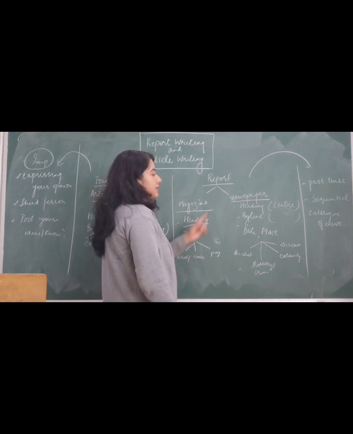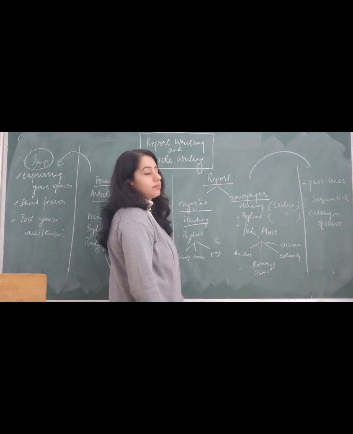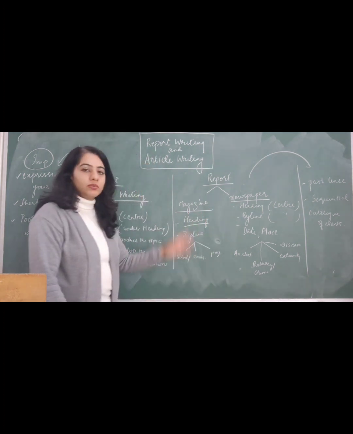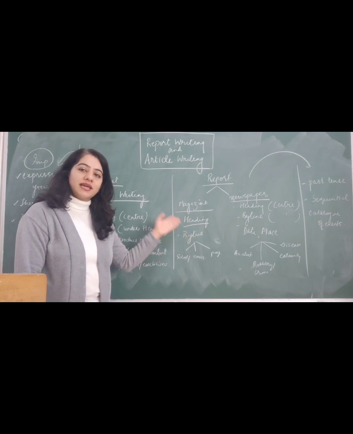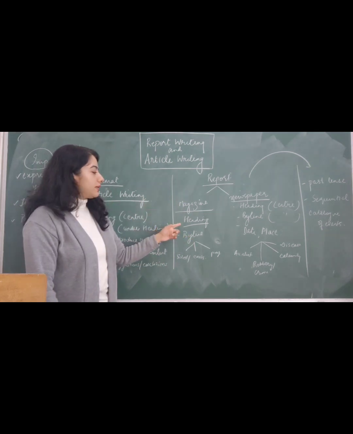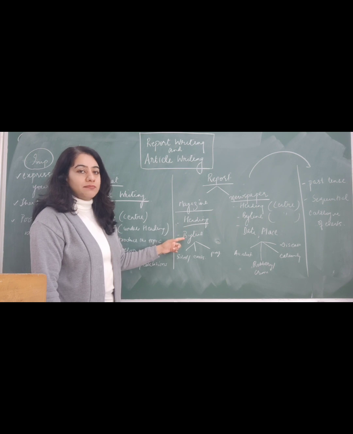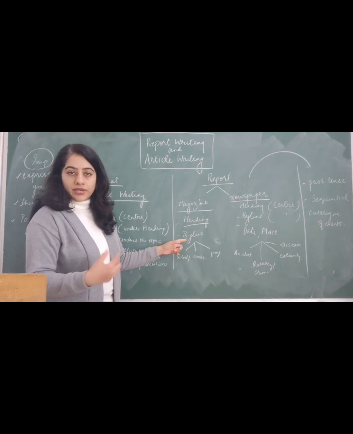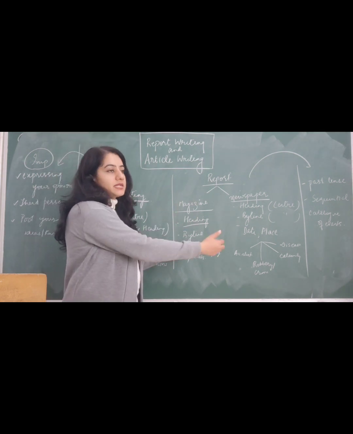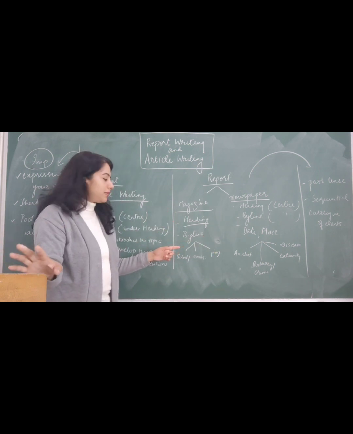One is the magazine report and the other one is the newspaper report. What do you do in the magazine report? What is the format? It is just the same as your article. So you will write this heading in the center followed by a byline, and if you are holding a designation, you will put a comma and write it against it. Otherwise, you will leave it blank.